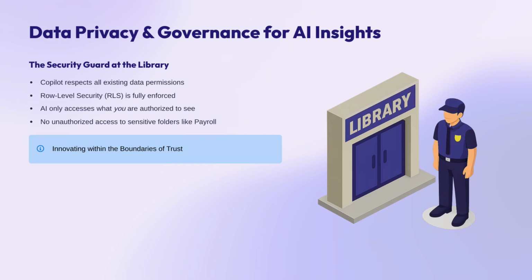The formal definition describes the security framework where Copilot in Power BI respects existing data permissions, ensuring that AI-generated insights are limited to the data the user is already authorized to access through row-level security (RLS). To put it very simply, it is the security guard at the library. Just because you have a powerful AI doesn't mean it can go snooping into the payroll folder if you aren't an HR manager. The AI only knows what you are allowed to know.